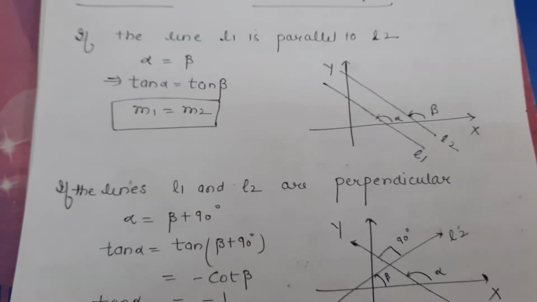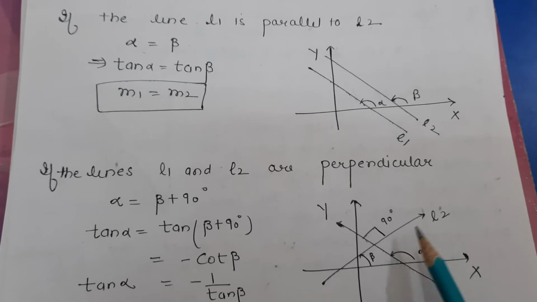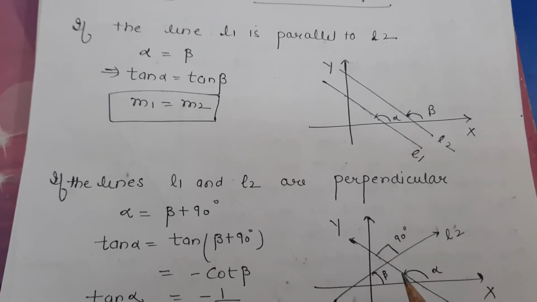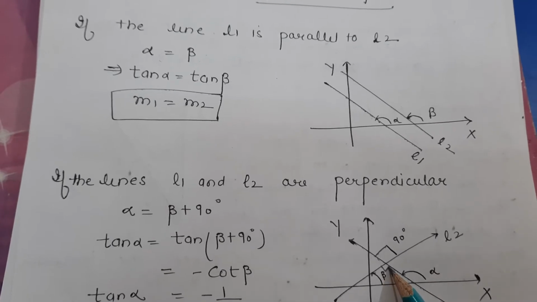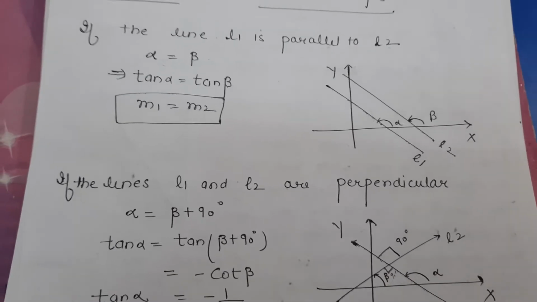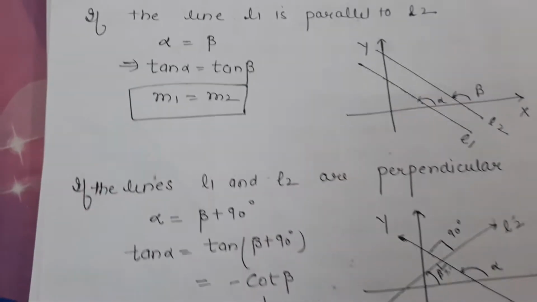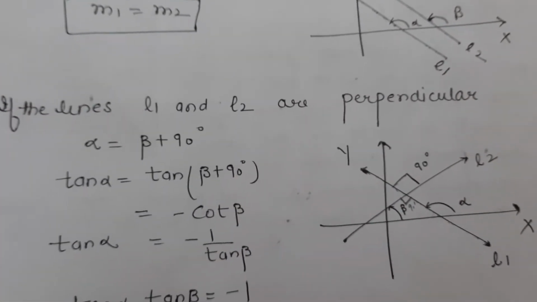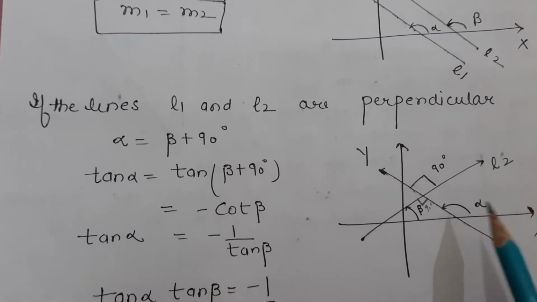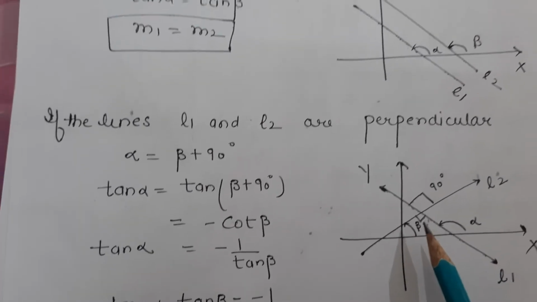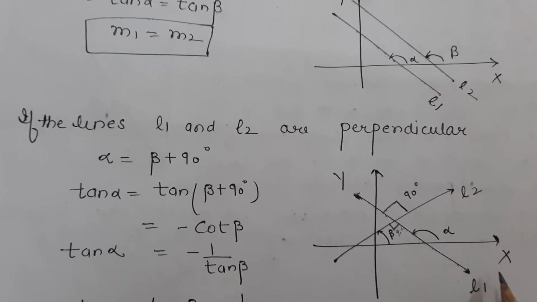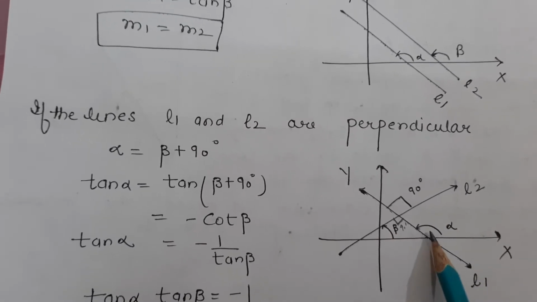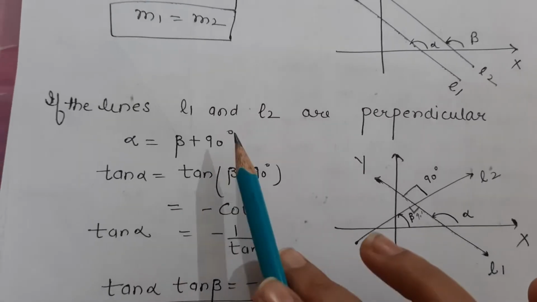Next, if two lines, say L1 and L2, are at right angle, meaning 90 degrees. Now if this angle is 90 degrees, this is also going to be 90 degrees. Now from the exterior angle property, exterior angle alpha is equal to the sum of opposite interior angles. So that means alpha is equal to beta plus 90. Here alpha is the inclination of the first line, beta is the inclination of the second line. So from here alpha is beta plus 90.